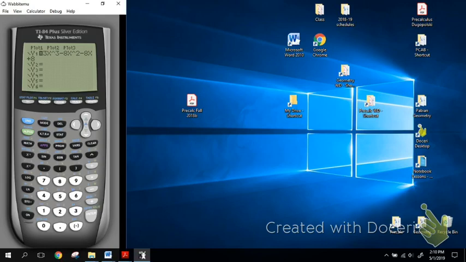We're plugging in what it says. Where's the X cube button? There is no x cube button, so what you're going to do is hit the little caret button.